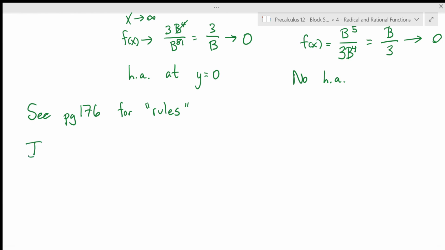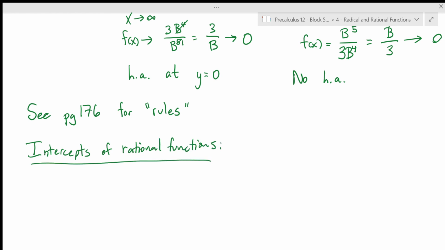Okay. The next part of rational functions is actually something that you've done before with a lot of other different kinds of functions. So we're going to take a look at intercepts of rational functions. We find intercepts of rational functions the same way we find intercepts of any other functions. So our y-intercept occurs where x equals 0, just like a linear equation, just like a quadratic equation.